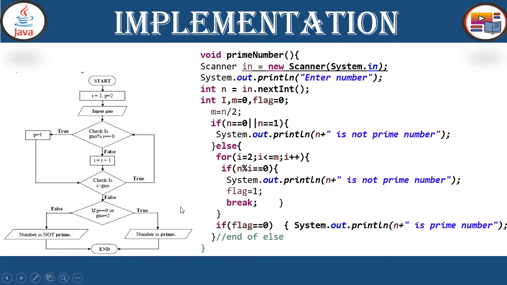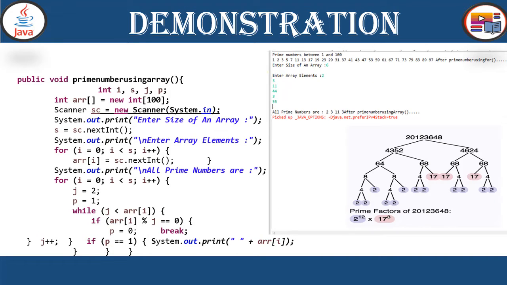Now based on this flow chart, we have an implementation. First we need to get the number from the user, which is implemented in Java, and we have 3 variables, I for the loop and M is for checking for next prime number, and flag is for just defining if it is prime or not. So comparing that flag will define it is not a prime number or it is prime number. Now let's take a look at the demonstration.